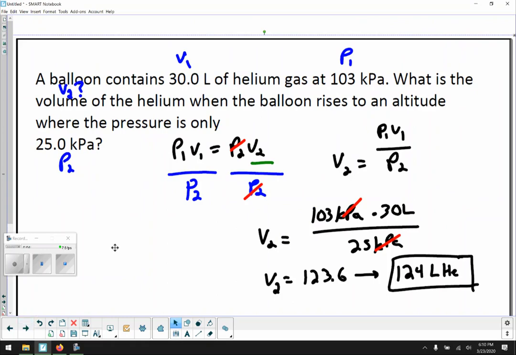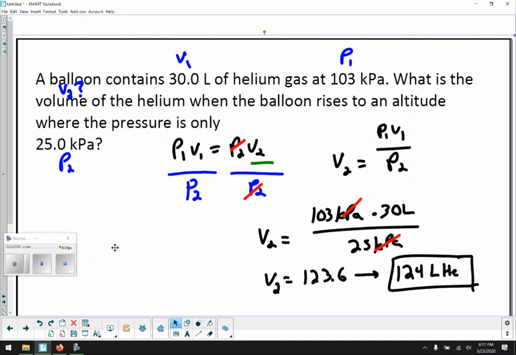So, first problem, a balloon contains 30 liters of helium gas. As I go through these problems, I like to just label my variables. So 30 liters is volume. I'll just call that volume 1. At 103 kilopascals, I'm going to call that pressure 1. That pressure goes with the volume 30 liters. It's 30 liters while it's 101 or 103 kilopascals. So that's why it's V1 and P1. What is the volume?